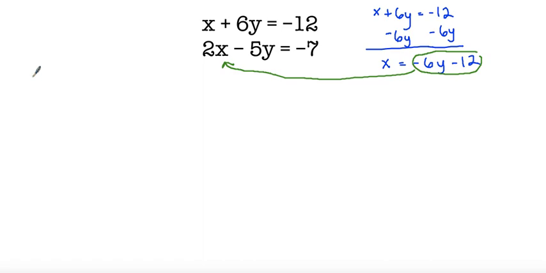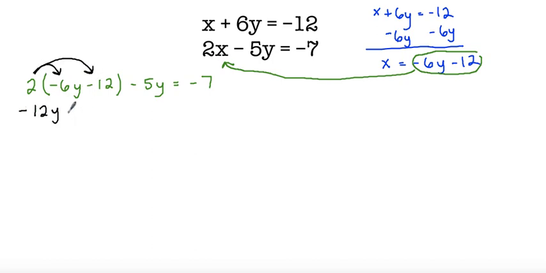And here we now have 2 times negative 6y minus 12, minus 5y is equal to negative 7. So we'll distribute the 2. So 2 times negative 6y is negative 12y. 2 times negative 12 is negative 24. Minus 5y is equal to negative 7.